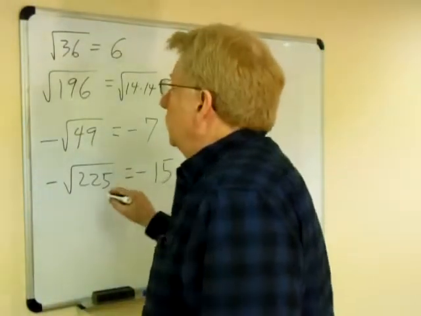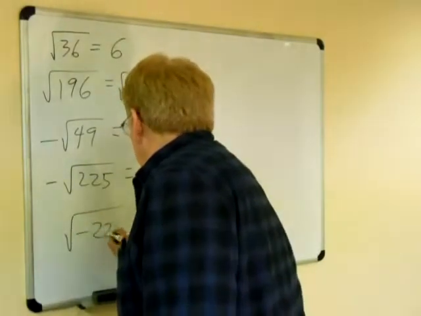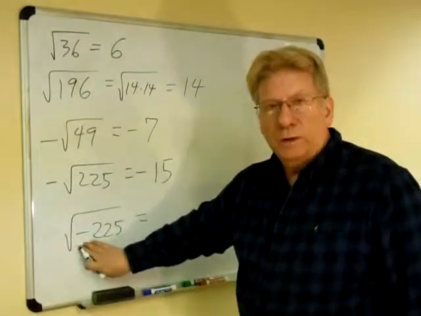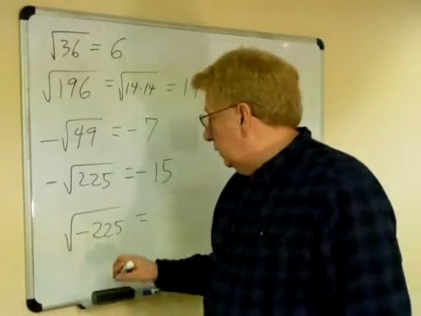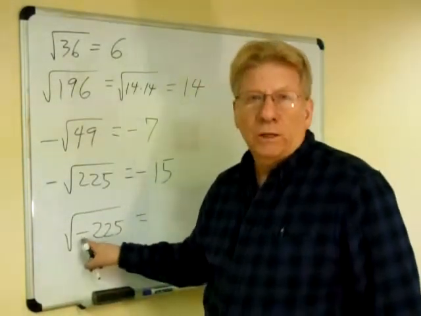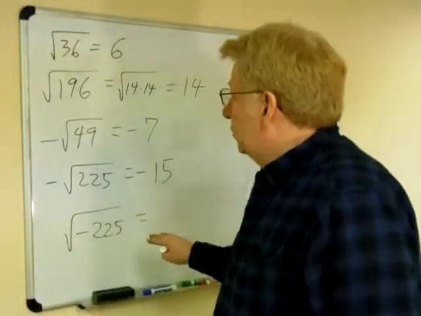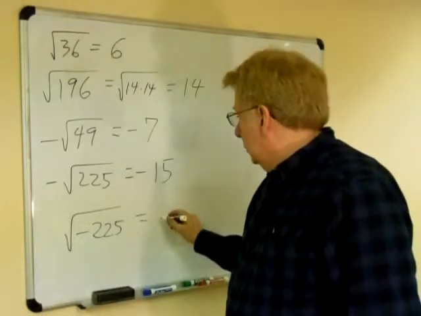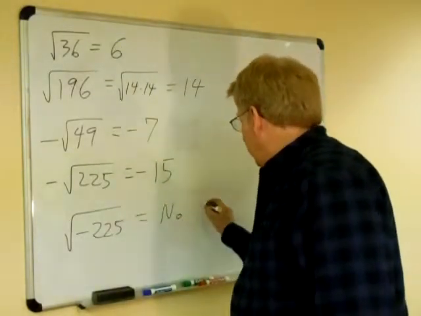Now, another example, square root of minus 225. Now in this case the negative is inside, and you can't take the square root of a negative number without getting an imaginary number. So for the purposes of manipulating these expressions, for this we would just say no solution.